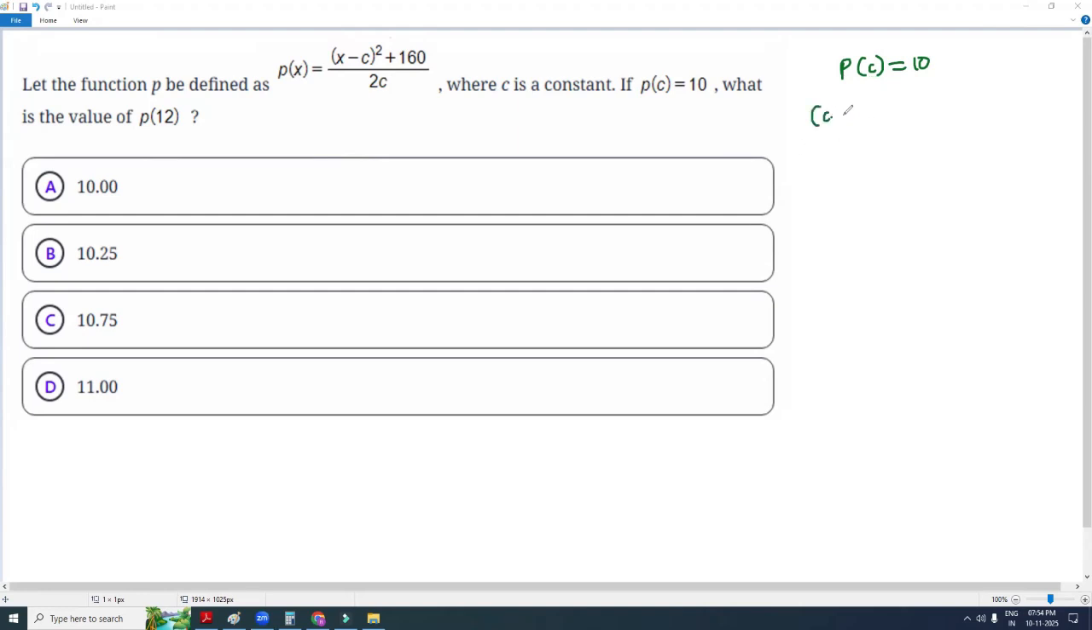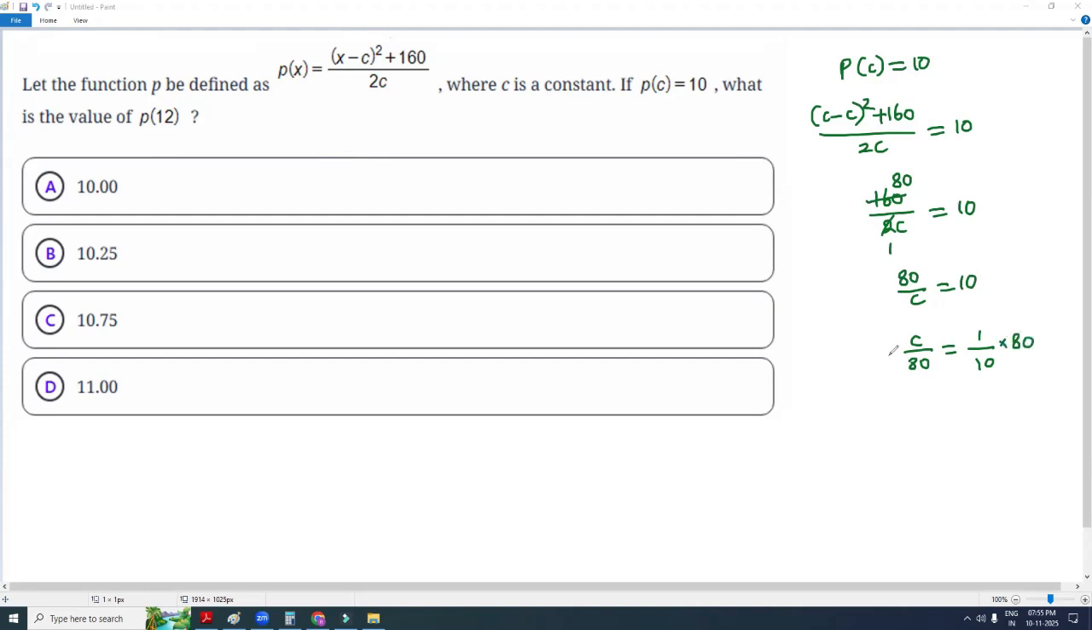Then we get (c minus c) the whole squared plus 160, divided by 2c, equals 10. c minus c is 0, 0 squared is 0, 0 plus 160 is 160, and in the denominator we have 2c equals 10. 2 goes into 2 one time and 2 goes into 160 eighty times. We have 80 over c equals 10. Let's take the reciprocal on both sides. Then I'm getting c over 80 equals, on the right side, the reciprocal of 10, which is 1 over 10.